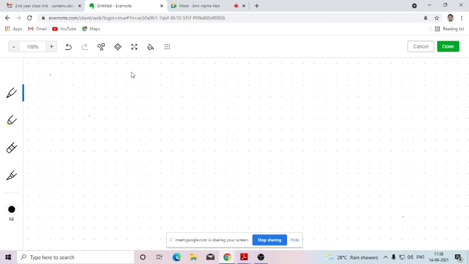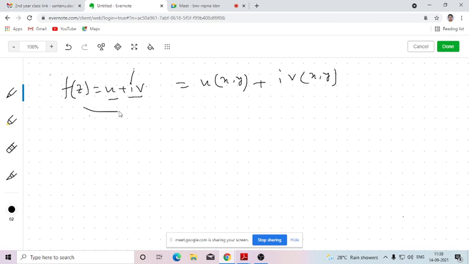So that means there are two kinds of things. Whenever we consider f(z) as u plus iv, both u and v are functions of x and y. That means we can write this as u(x,y) plus i v(x,y). The real part is a function of x and y, and the imaginary part is a function of x and y. If this function is analytic, then these conditions will be followed. Similarly, if these two conditions are followed, then the function will be analytic.